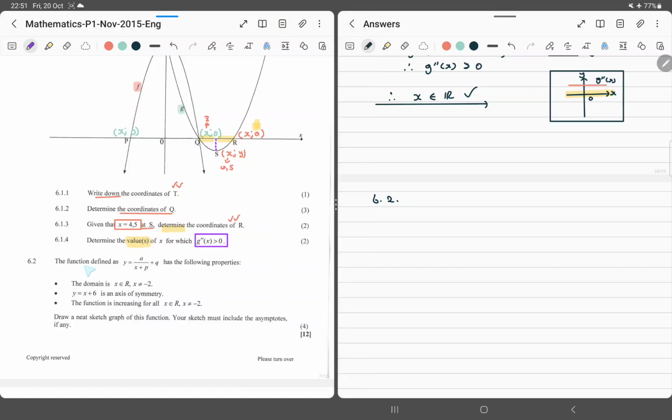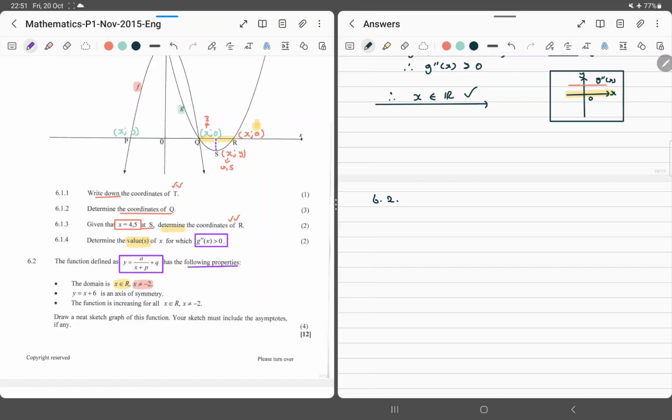So 6.2 says the function is defined by, again we're getting a hypothetical function, has the following properties. Okay, now that's great because it will help us to understand what's going on. The domain is an element of real numbers. We know that the domain of a hyperbolic function is an element of real numbers, but with a restriction if it is shifted about. And the restriction is that x is not equal to minus 2.